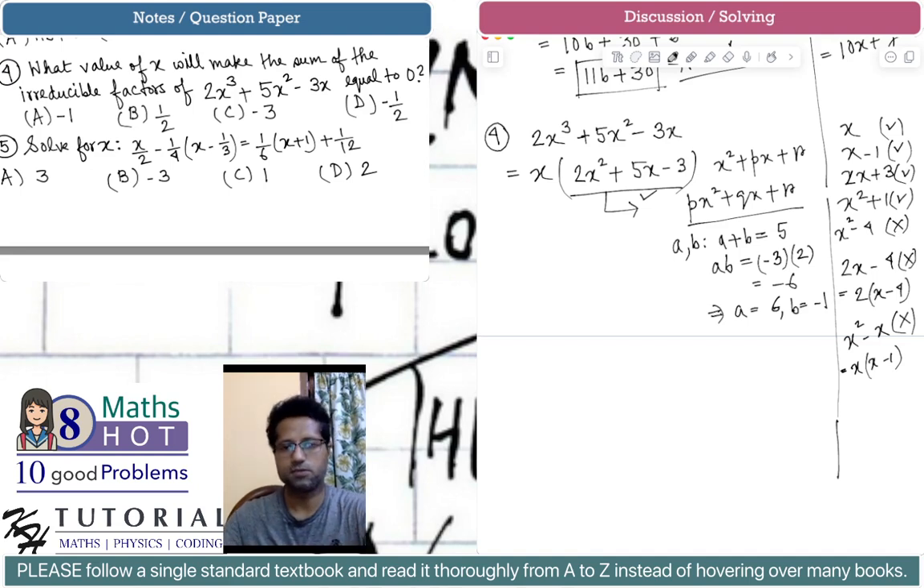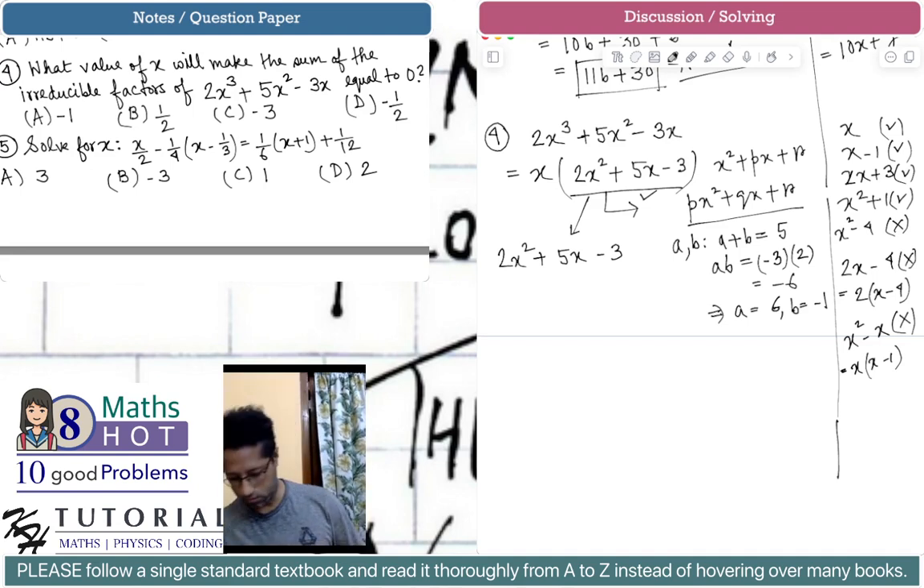So we are factorizing 2x square plus 5x minus 3. Excuse me friend, I will have some water, my throat is choked.